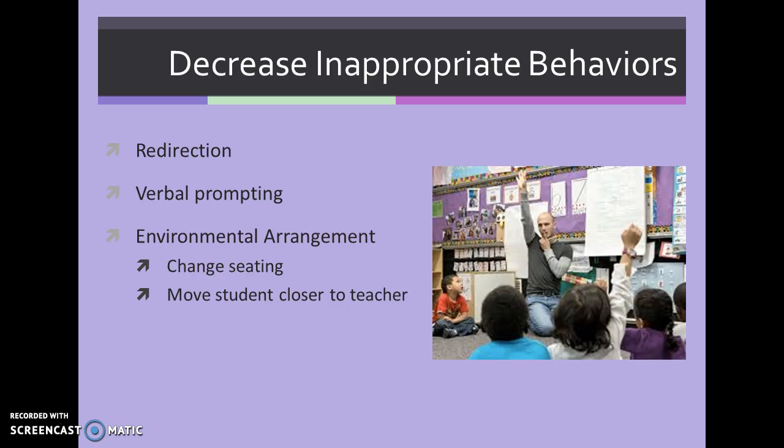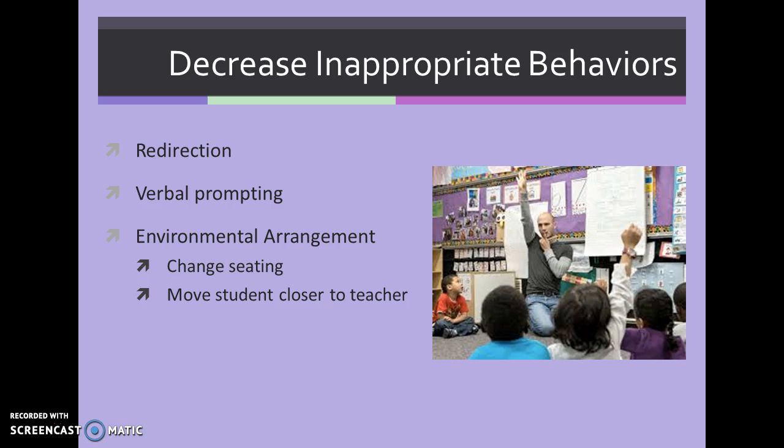Then you want to decrease any inappropriate behavior. So when you see an inappropriate behavior happening, you want to redirect the student. So you want to ignore the inappropriate behavior and redirect them to a new task or the task that is at hand. You can also use verbal prompting, and this will help the student know what they're supposed to be doing or what is expected of them.